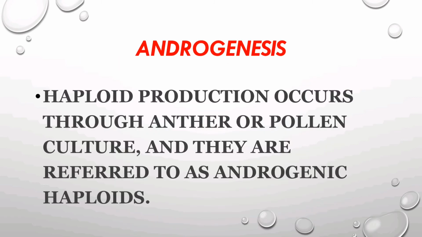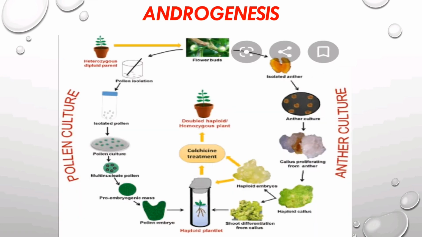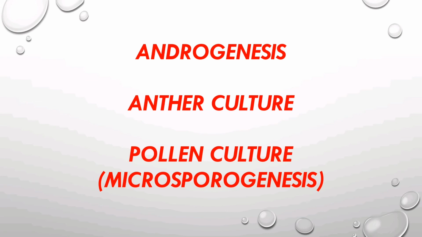Haploid production occurs through anther or pollen culture and they are referred to as androgenic haploids. Anther culture: flowers, then isolated anther, anther culture, then callus, haploid callus, then haploid plantlet, and then homozygous plant. Now, pollen culture: flowers, pollen isolation, isolated pollen, pollen culture, multinucleated pollen, pollen embryo, then haploid plantlet, and then finally homozygous plant. Now we studied androgenesis, that is anther culture and pollen culture, also called microsporogenesis.